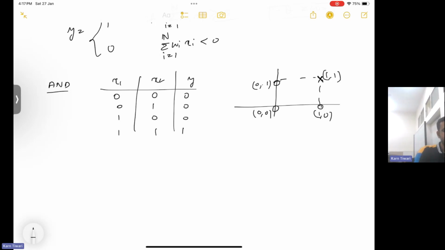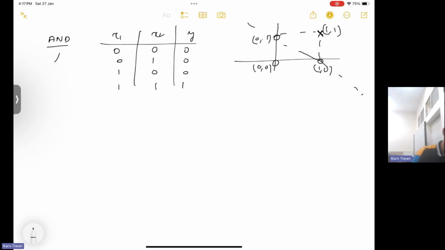But in the question they have given our bias term as 1. So it can't be an AND gate, because for this input it should be true. So AND is not the correct answer for that question. The second option was the OR gate. The OR gate is where, if I have two statements and any one of them is true, my output is true.